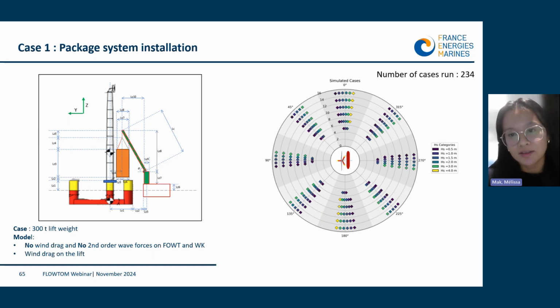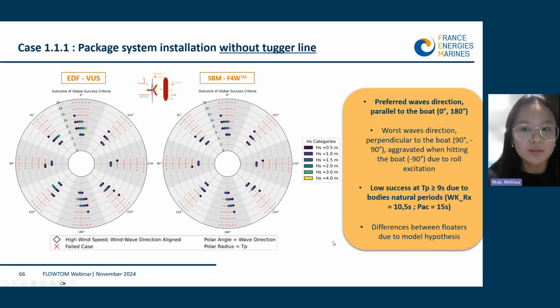So on the right, as Tanguy mentioned, here are the 244 cases simulated. The wave roses represent all these cases, and for each wave direction, we can see that the lower HS is on the left and the higher HS is on the right, and all the results are presented in this format. So with this setup, let's go through the initial result for case 1 without tugger line.